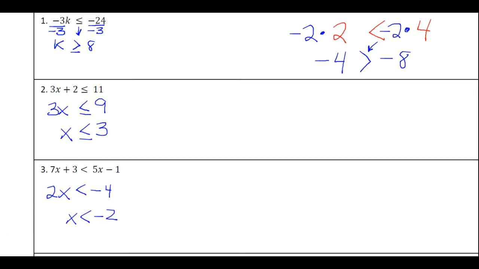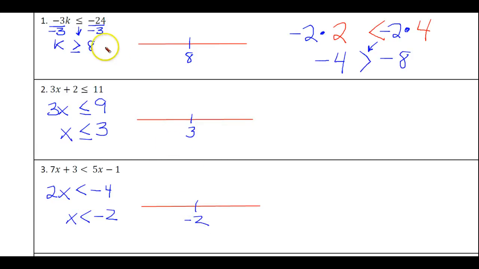Now they did ask us to graph these, so before we go on, we'll do that. On your worksheets, you're just going to make a number line, and we're going to put the number we're interested in. Here it is 8. Here it'll be a 3, and here it'll be a negative 2. Now we have to describe what's going on here. This is k is greater than or equal to 8.